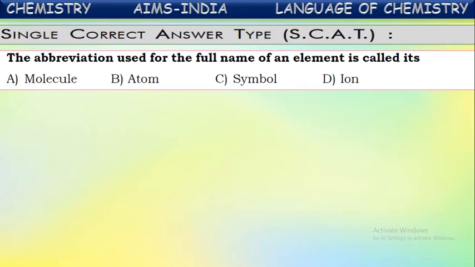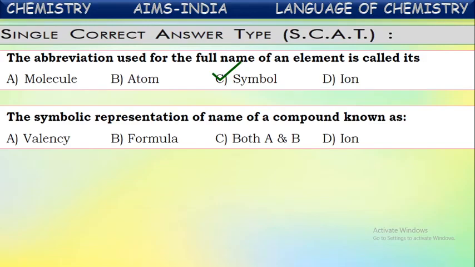The abbreviation used for the full name of an element is called. What is it called? The abbreviation or the shortcut which is used to name an element in the chemical reactions and equations. The shorthand representation of the element name is called symbol. The simplest form or the abbreviation of the name of an element is called its symbol. To make it easier and more convenient, scientists have suggested symbols for the elements instead of writing the complete name of that element in chemical reaction equations. Okay, it is symbol.